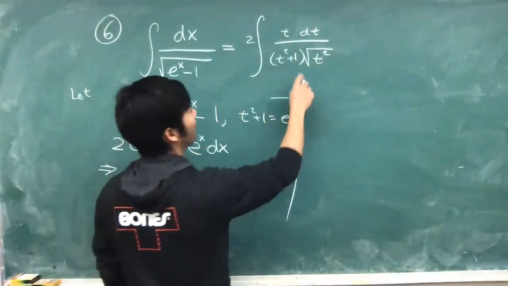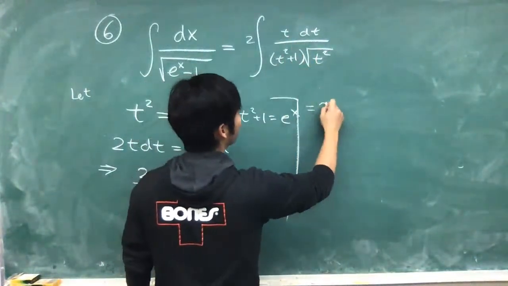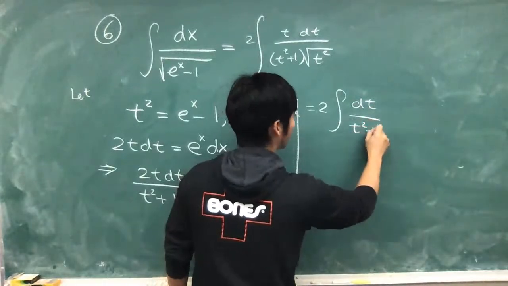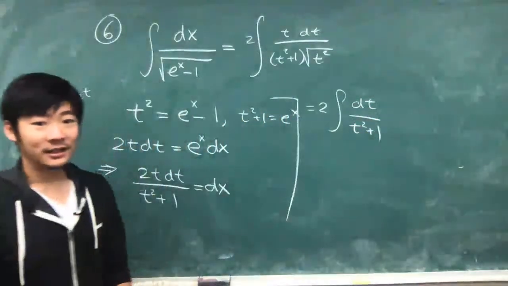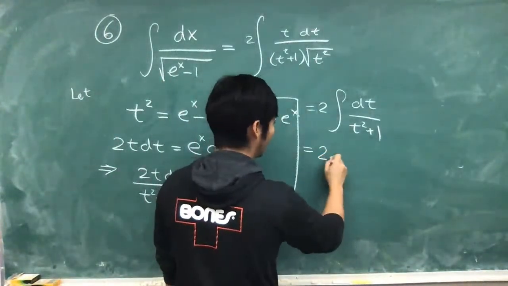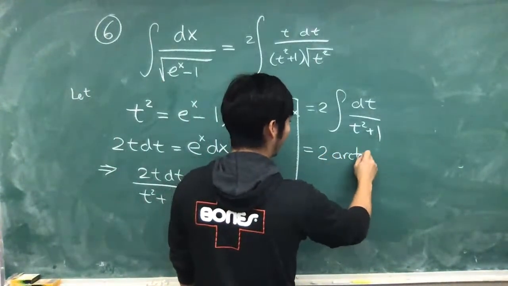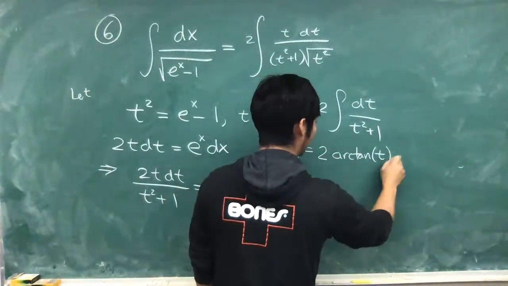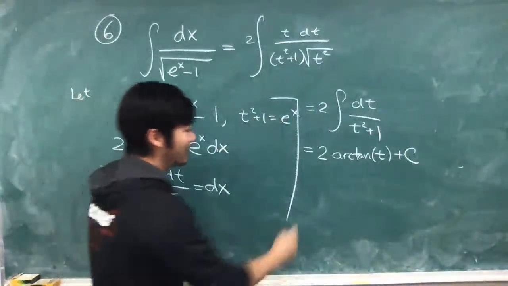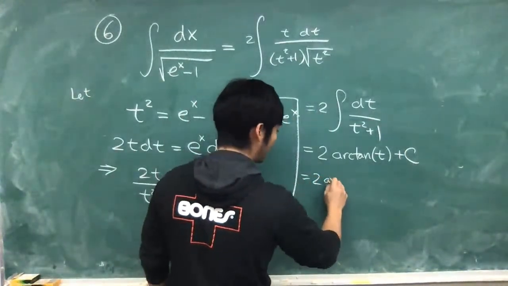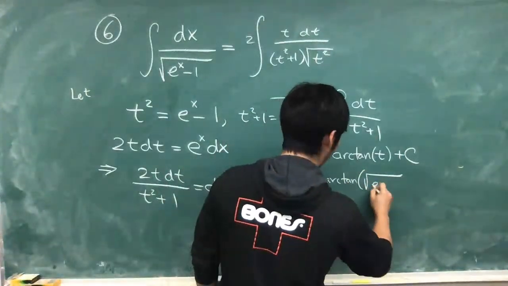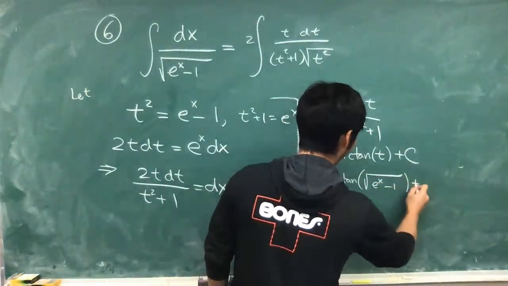So these cancel, so you end up with just 2 times dt over t squared plus 1. And this, you know, is arctangent. So this is 2 times arctan of t plus c. And then t, if you solve for it, is just the square root of e to the x minus 1, plus c.